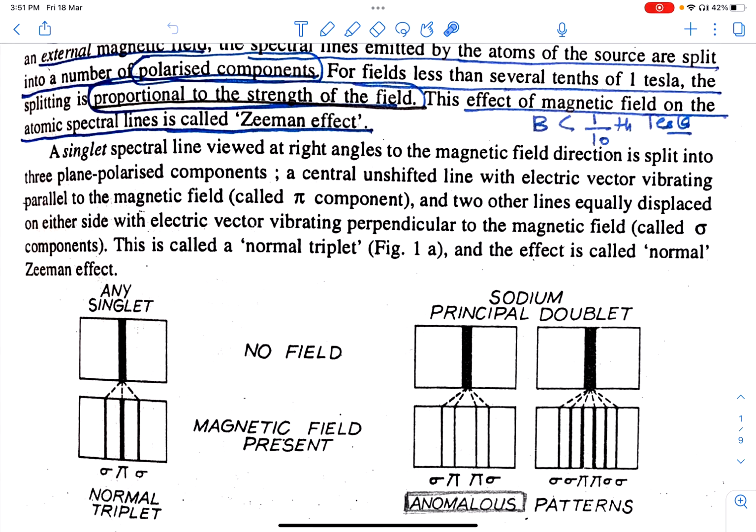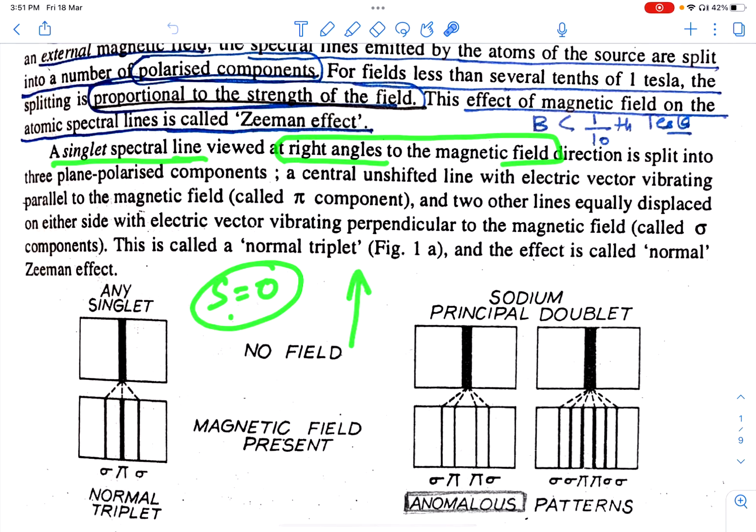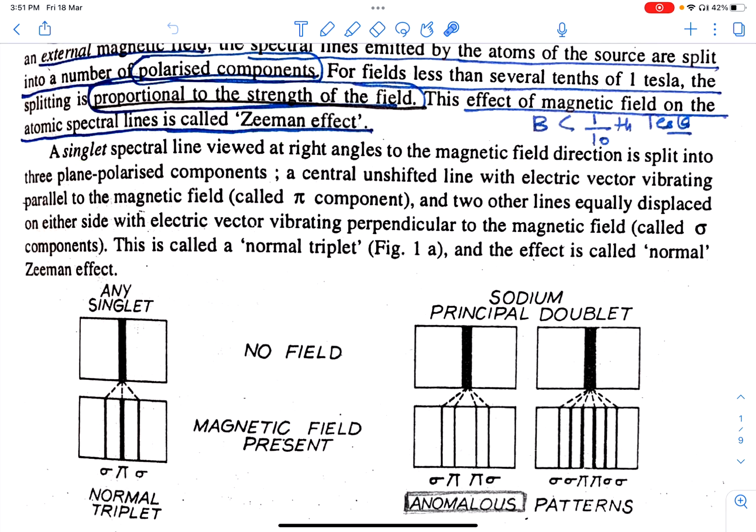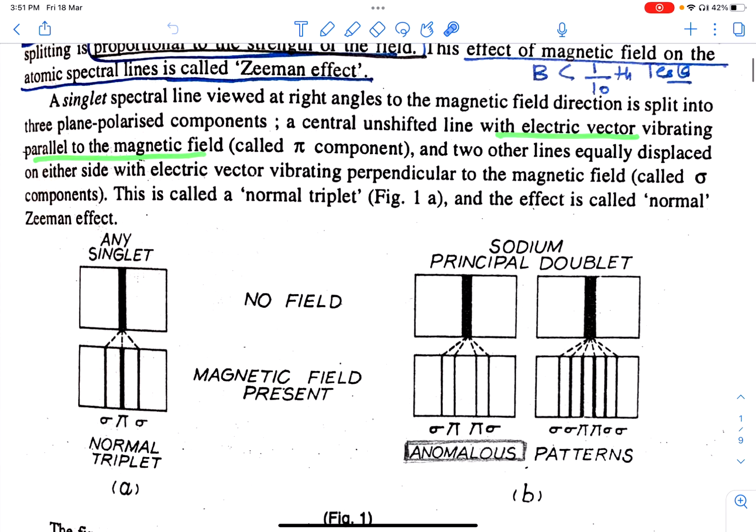Now moving on to a singlet, meaning S is equal to 0, right. A singlet line, when viewed at right angle to the magnetic field, splits into three plane polarized components. Remember this: it splits into three plane polarized components. The central one is unshifted. The central component has its electric field vibrating parallel to the magnetic field. The magnetic field is in this direction, so it vibrates parallel to it.